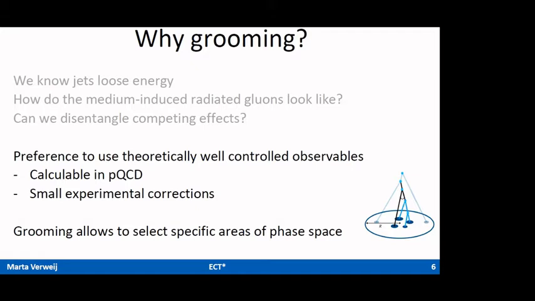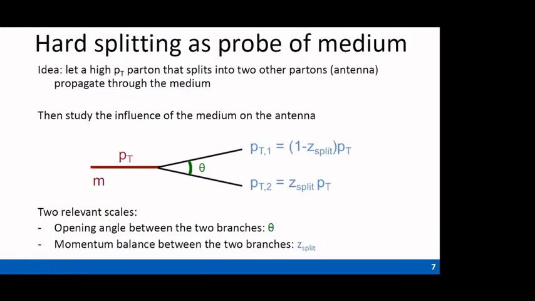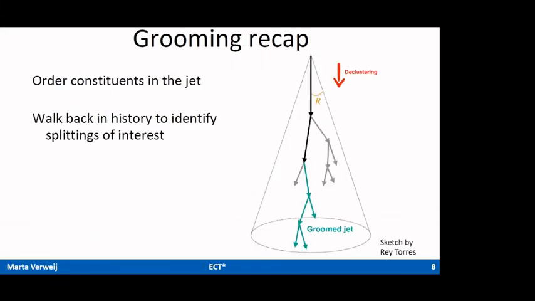But we mostly use it to really focus on and zoom in on specific areas of the radiation phase space. Okay, so if you look at the hard splitting and use it as a probe of the medium, grooming allows you to specifically focus on the hard splittings. The idea there is that you let this parton split and then you look at the antenna propagating through the medium and look at the influence it has. And with different tools, you can look at the angle, you can look at the momentum sharing, or a combination of the two.